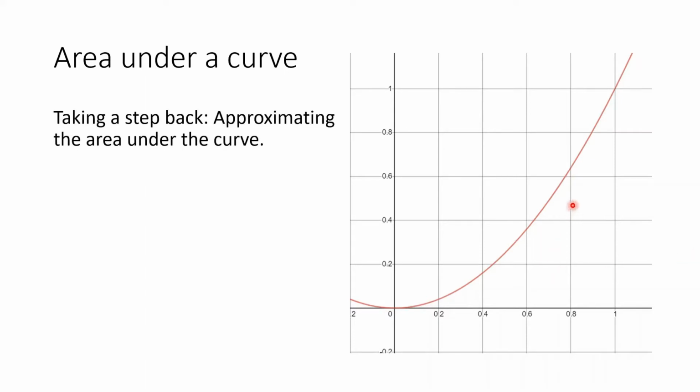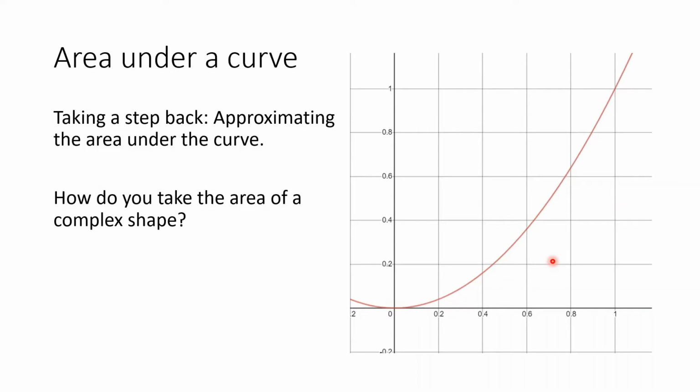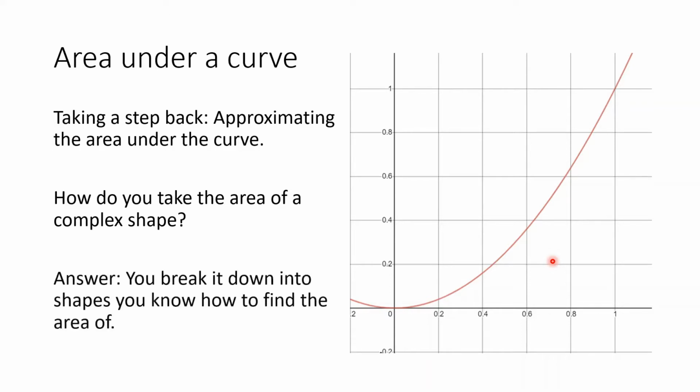Okay, so let's take a step back. How about we start by trying to approximate the area under the curve? Alright, so how do you take the area of any complex shape? Let's say I just give you some random shape. How would you go about finding the area of that? Well, you would break it down into shapes you already know how to find the area of. For example, I give you something that looks like a mixture of a half circle, a triangle, and a square. You would break it down to those shapes, and since you know the formula for those shapes, you would add up the areas and you would get the total area.